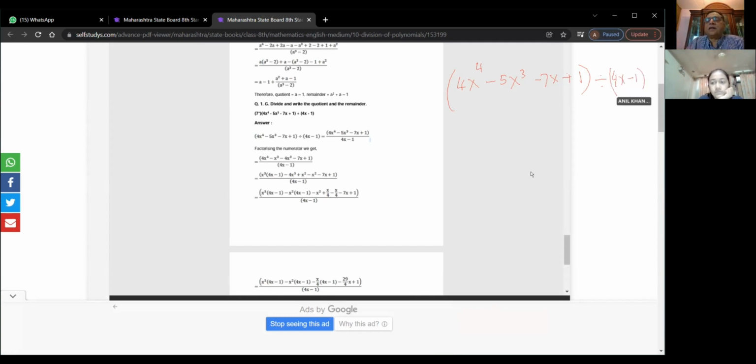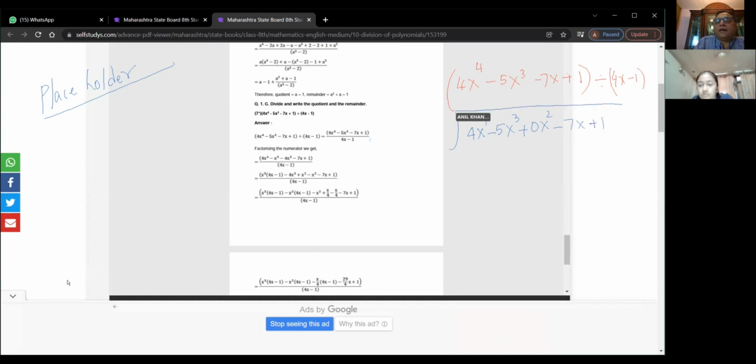Now here, what you notice when we look at the powers is that we have degree 4, 3, and 2 is missing, right? So we have to use a placeholder when something is missing. I'll write this question as 4x to the power of 4 minus 5x cubed. The square term is missing, so I'll write plus 0x squared. Is that clear to you? And then we have minus 7x plus 1, and we are going to divide this by 4x minus 1. So we have used a placeholder.